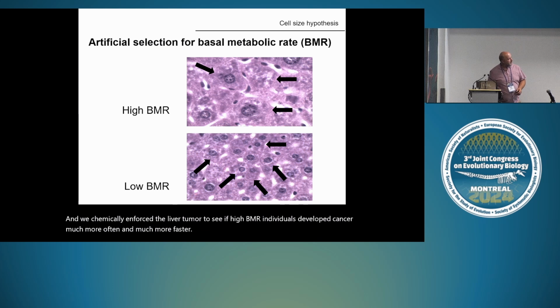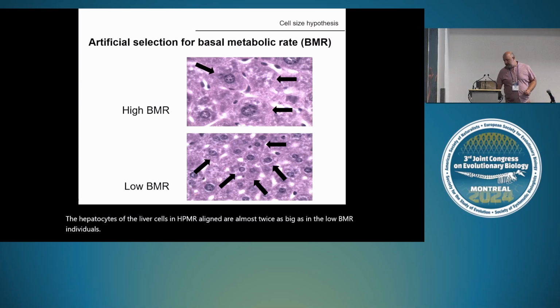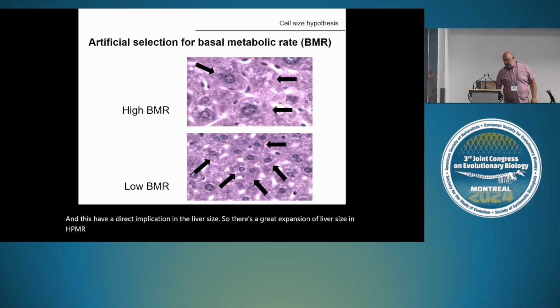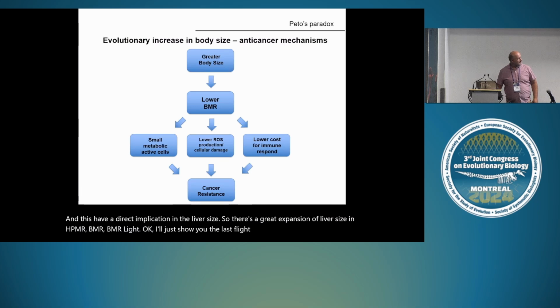I will skip this. I want to show you that the hepatocytes, the liver cells in the HBMR line, are almost twice as big as in the low BMR individuals. And this has a direct implication for liver size, so there is a great expansion of liver size in the HBMR line. Okay, I will just show you the last slide, sorry for the timing.